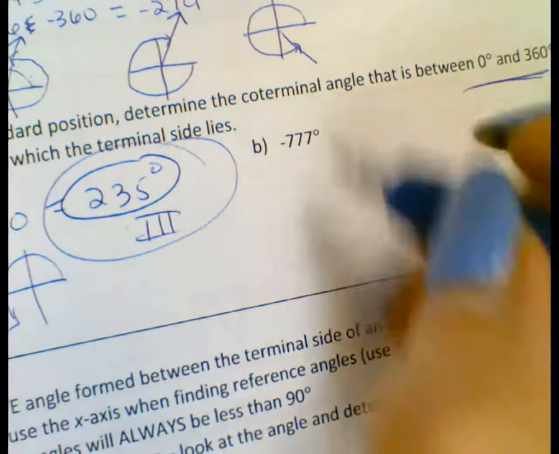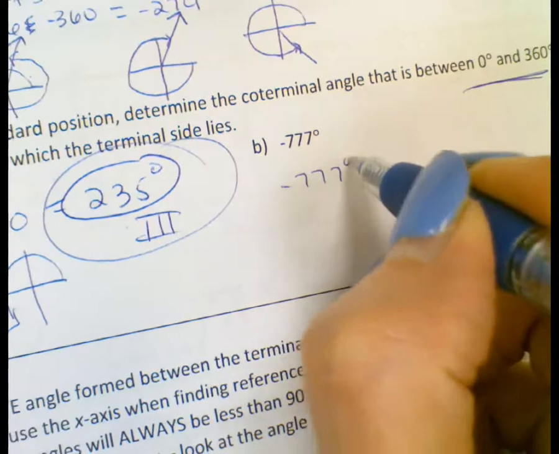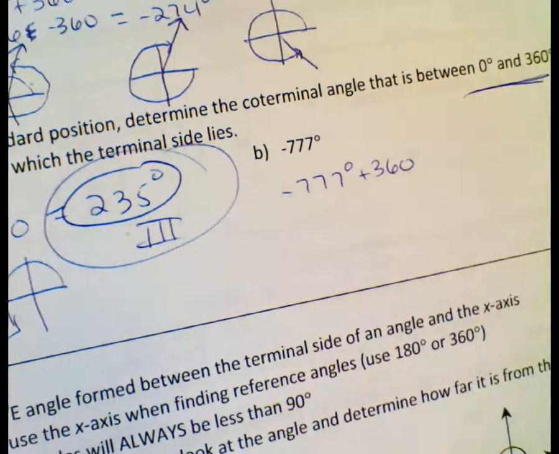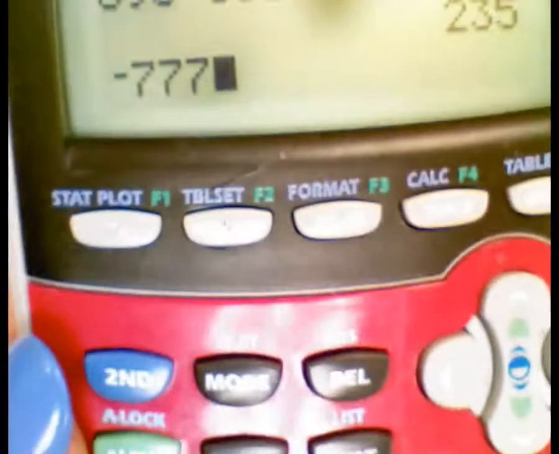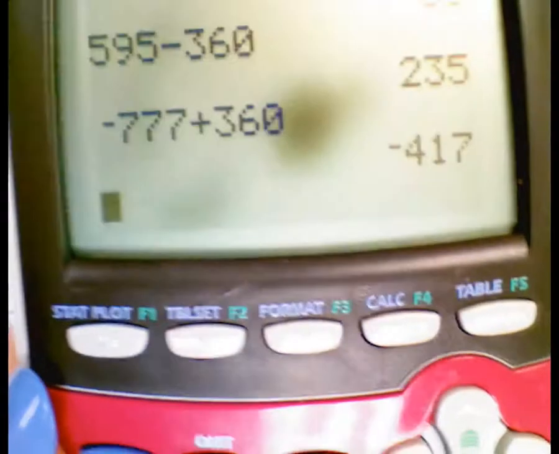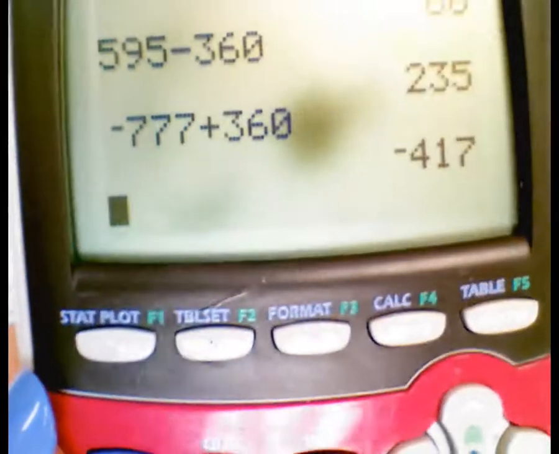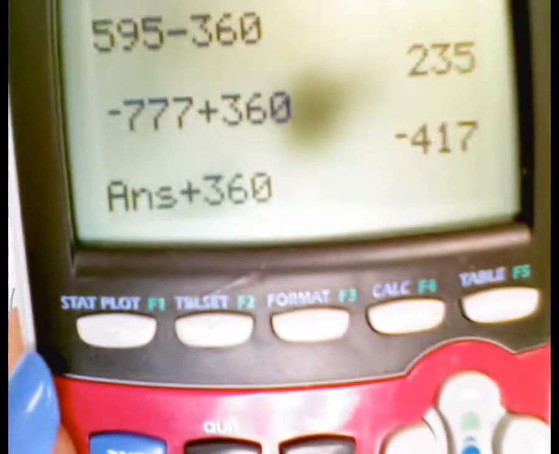Now, negative 77 is too small. This is too small. So maybe we can add 360 a couple times to get a more manageable answer that's easier to draw and easier to tell me what quadrant. So if you add 360, you still are in the negatives. So let's add 360 again.